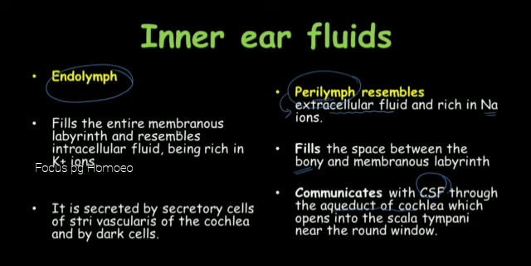And endolymph fills the entire membranous labyrinth as already told, and it resembles the intracellular fluid, which is rich in potassium. Potassium always lies inside the cells. So this endolymph, as it is rich in potassium, is similar to intracellular fluids. This endolymph is secreted by secretory cells of stria vascularis of the cochlea and by the dark cells. Just try to remember that they are secreted by the dark cells and secretory cells present in the stria vascularis. So this is all regarding the endolymph and perilymph. Perilymph is extracellular and sodium rich, endolymph is intracellular and potassium rich.